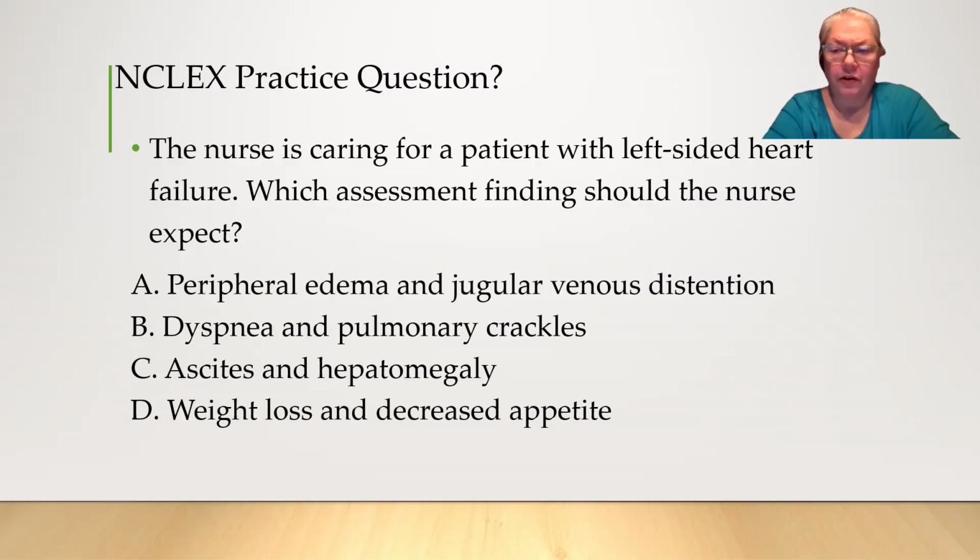So left-sided heart failure leads to pulmonary congestion, causing dyspnea, shortness of breath, coughing, and pulmonary edema with crackles when we hear it. Right-sided heart failure causes systemic venous congestion with peripheral edema, jugular venous distension, ascites, and hepatic congestion. Got to understand the difference, folks, because this is the question that trips up people on the test every time. I'm stressing it, I'm stressing it. Know the difference between left-sided and right-sided.